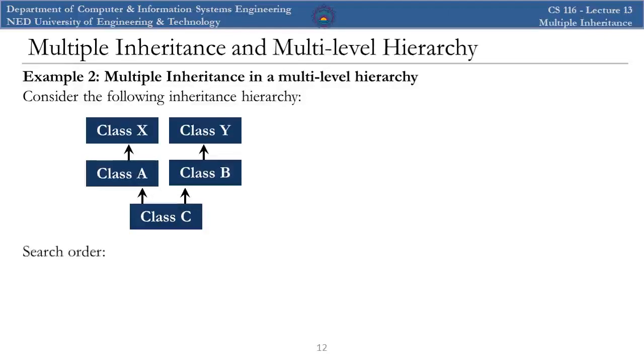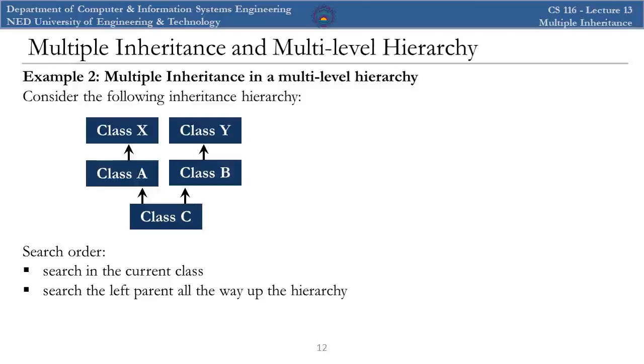Here again, if you instantiate an object of class C type, and you try to access some method which exists in all these classes X, Y, A, B, and C, then first the current class will be searched, right? And if the method is found there, it will be executed, and if not found there, then we'll go to the left parent, right? And after accessing the left parent, we won't come to the right parent, but we'll go deeper into that branch.